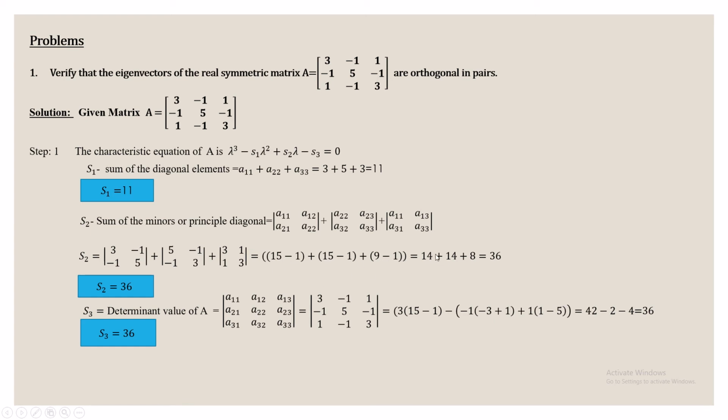15 minus 1 you will get 14, again 15 minus 1 you will get 14, 9 minus 1 is 8. You have to add all this, 14 plus 14 plus 8 you will get 36. Therefore S2 value is equal to 36. Another one is what you have to solve?